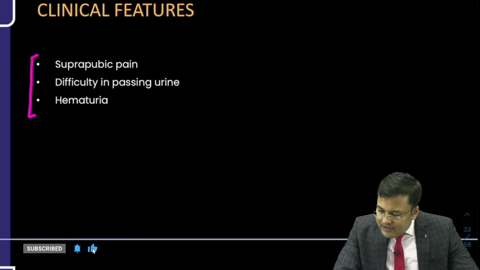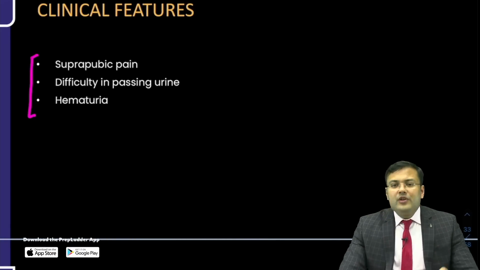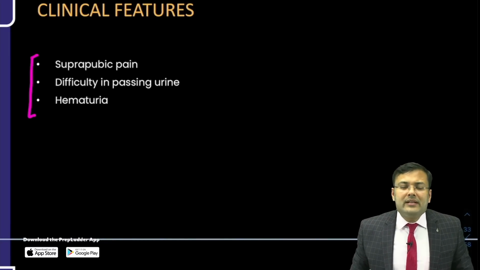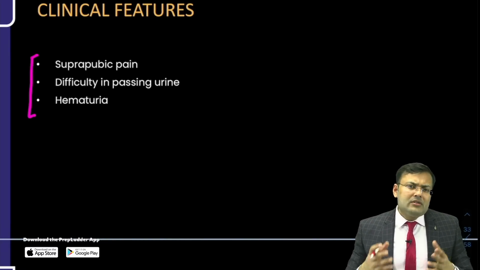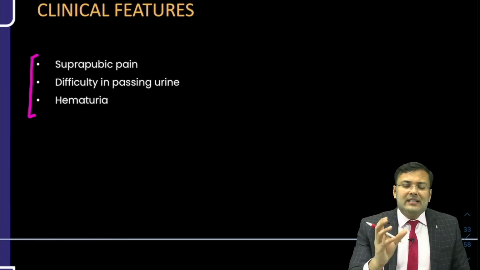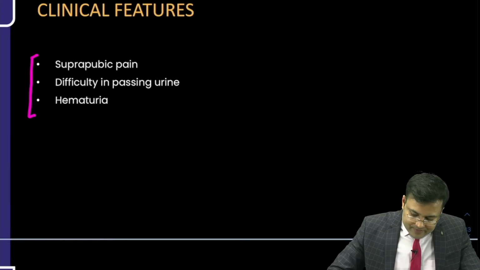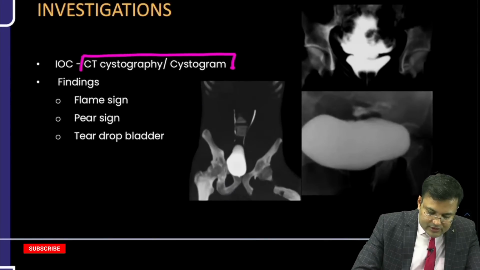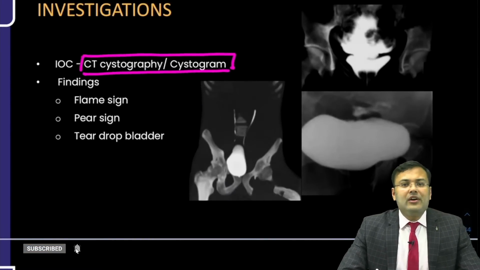Very good Chanchal, you are correct. MS, you are absolutely correct. You inject the dye in the bladder and take CT. It is graphy. Which graphy? Cystography. And if you take CT, it is CT cystography. So for bladder rupture, the investigation of choice for diagnosis is cystography or cystogram, CT cystography.